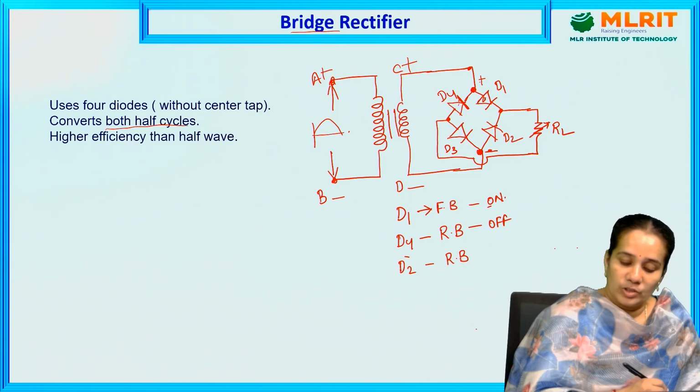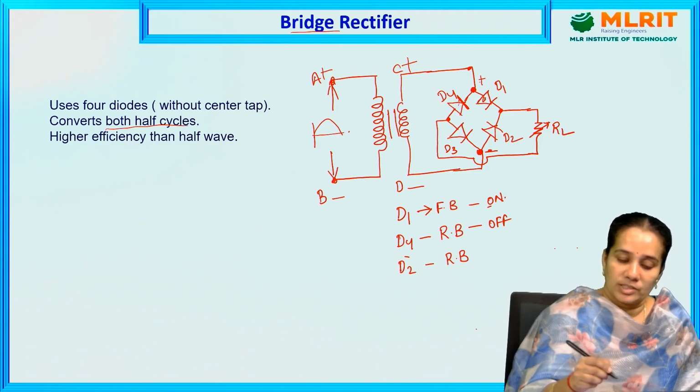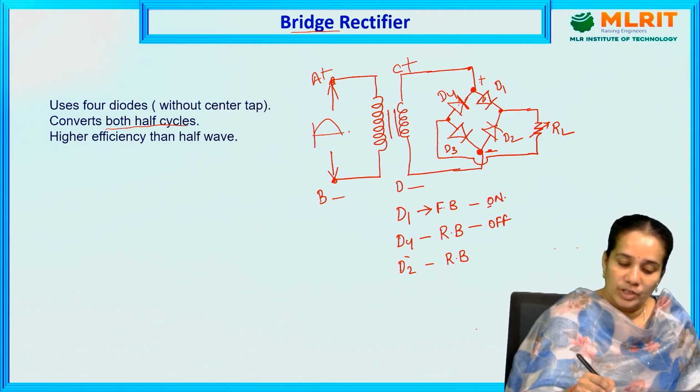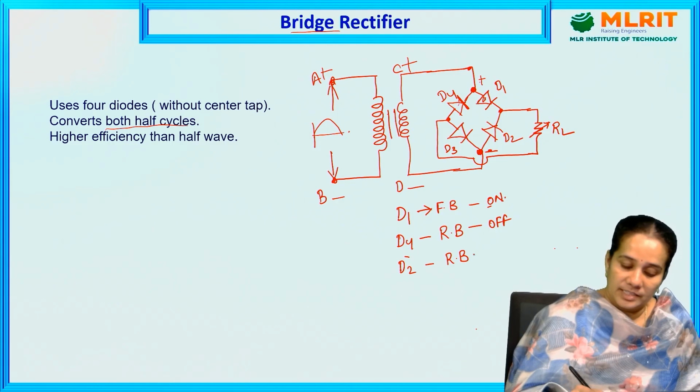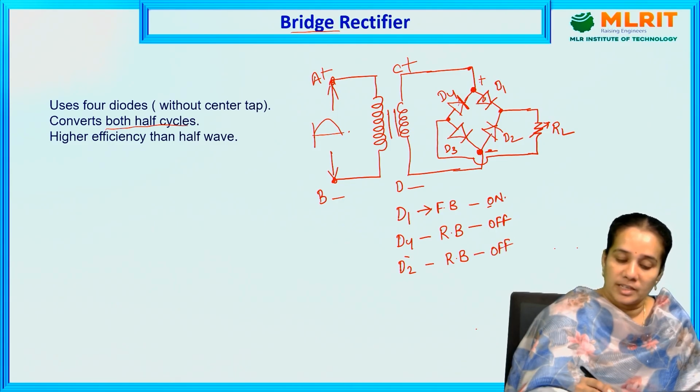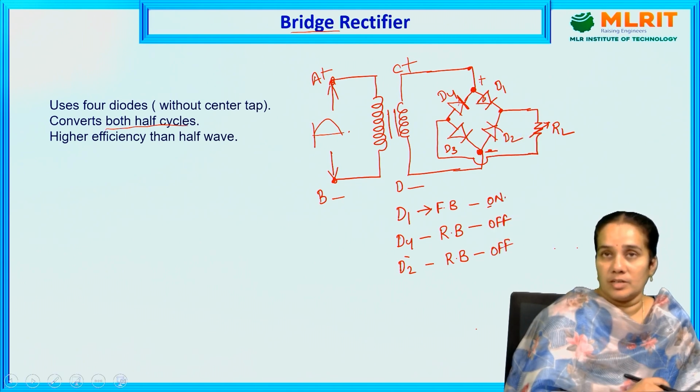So when diode D2 is connected in reverse bias, what is happening here? When the diode D2 is in reverse bias, then it is in off state. Why is it reverse bias? Because the negative terminal is connected to the positive terminal of the battery. So that's why the diode becomes reverse bias.